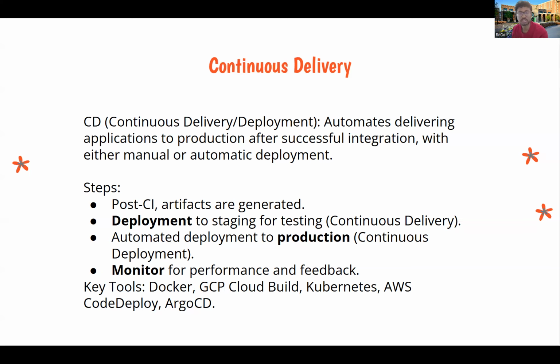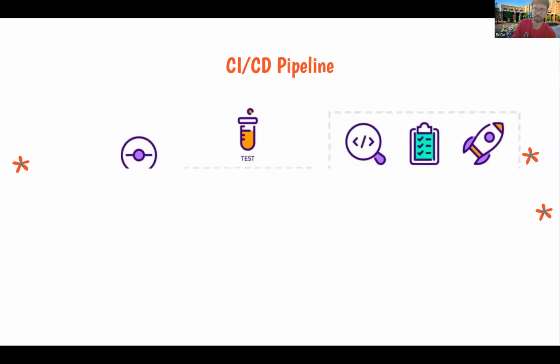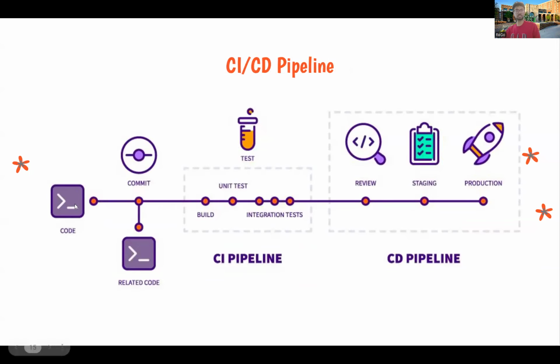Then deployment to staging for testing. For example, if you use Docker, you Dockerize the application and keep it ready for deployment. That happens in CD, and then it triggers the deployment to either staging, production, etc., and then it monitors for feedback. So this is continuous delivery. Here, you create code, make a commit, the build triggers, integration tests and linting run, the CI pipeline triggers, and then the CD pipeline starts after CI, where it's all deployed automatically.